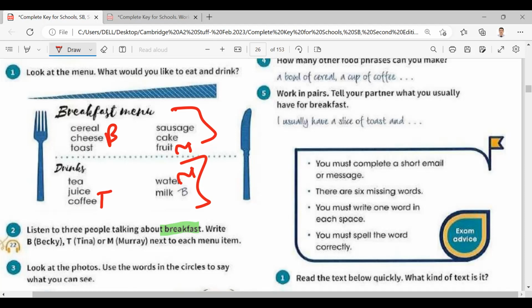Okay, now the second one, Tina. What do you usually have for breakfast? I usually have a slice of toast and a bowl of cereal. And to drink? Coffee. How many cups? Just one. What about Tina? Coffee and toast. Yes, a slice of toast, a cup of coffee only, 1, and a bowl of cereal. Tina, right?